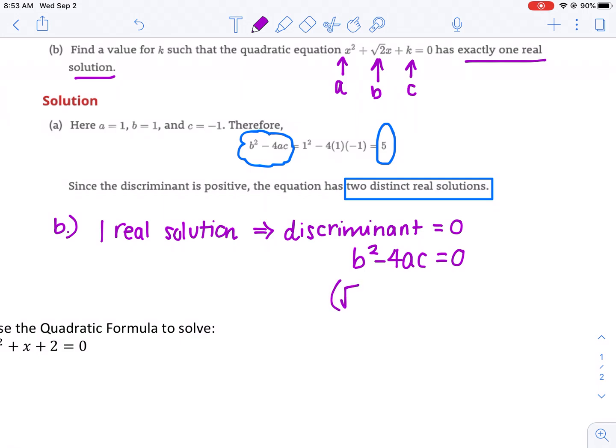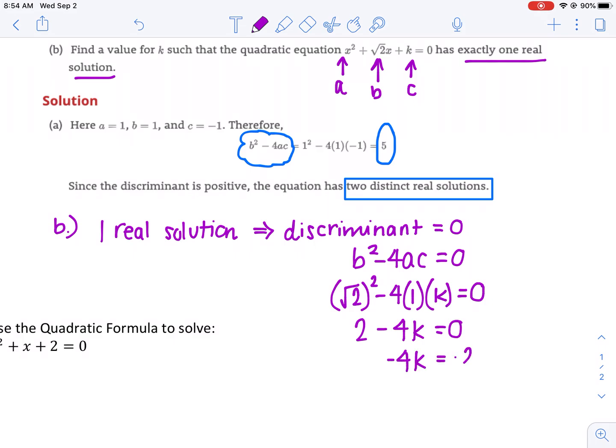So b is root 2, a is 1, and it's kind of weird, but the value c is k. And I'm going to actually put the k in here because the problem asked me to find the value for k. So you need to have k in your equation. So I'm going to solve this for k. And I get k to equal 1/2.